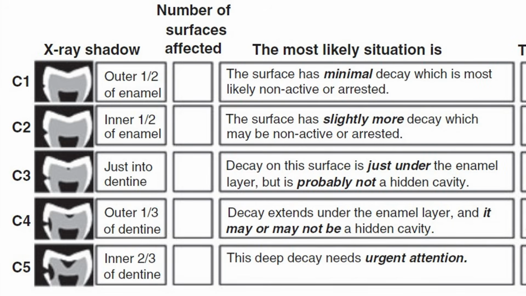Now this is the diagrammatic representation of C1, C2, C3, C4, C5. So you can see that. I'll just walk you through C5. You can see that it's in the inner two-third, and you can see there is a cavity there. So this one says that it needs urgent attention.